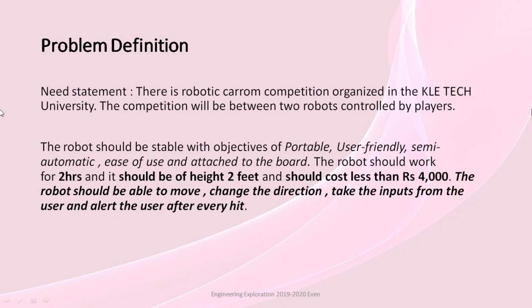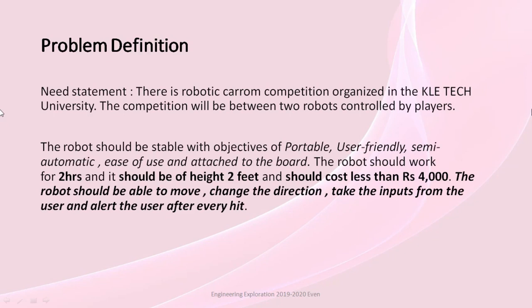That was, the robot should be stable, with objectives of portable, user-friendly, semi-automatic, ease of use, and attached to the board. The robot should work for 2 hours, be 2 feet in height, and cost less than rupees 4000. The robot should be able to move, change direction, take inputs from the user, and alert the user after every hit.